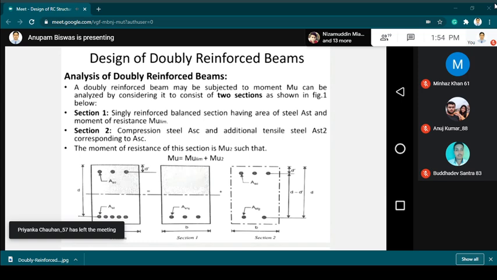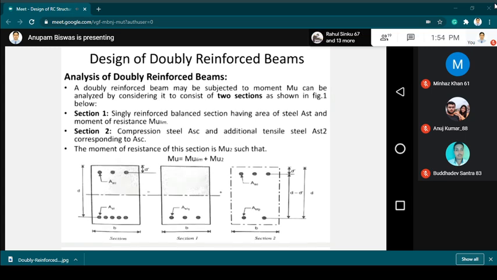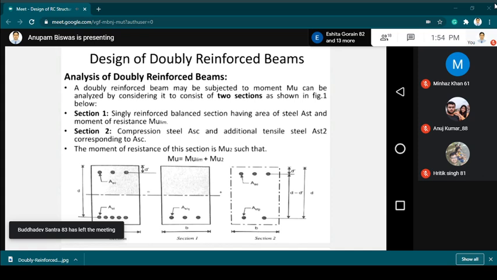Now you see the section diagram. The effective depth is small d. There is d dash for the compression zone reinforcement. What is d dash? Who can tell? D dash kya hai? Can anyone tell from the diagram? I have already discussed what d dash is. Can anyone try?